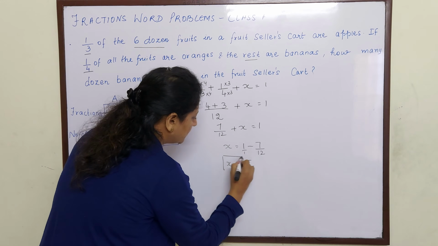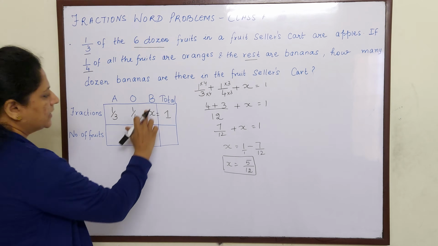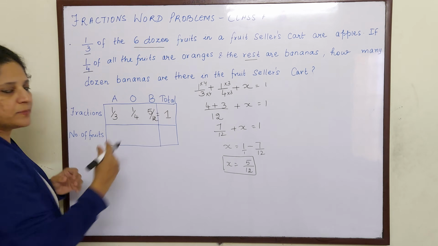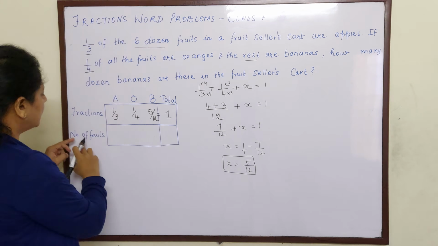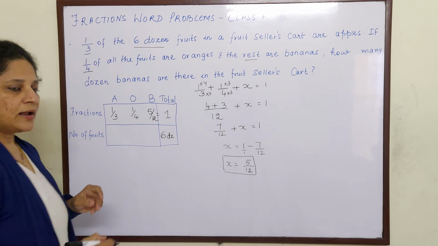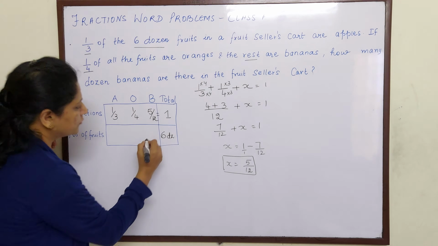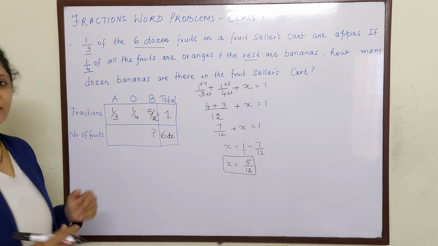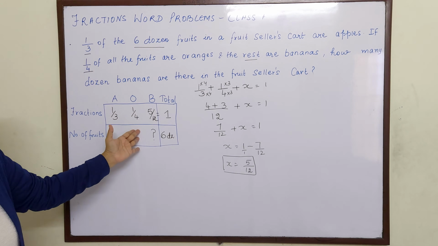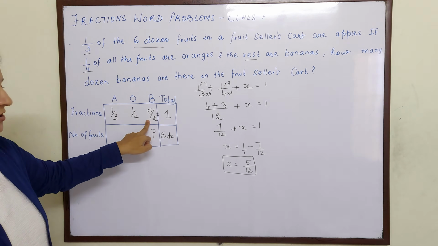So now you have got the fraction of bananas, and here you can write, instead of x, the missing fraction, 5/12. And we also know the number of fruits in total, it is 6 dozen. They have asked how many dozen bananas are there in the fruit seller's cart. How many dozen? That means they want numbers. They have not asked us apples. They have not asked us oranges. They have asked us only bananas. And now we have the fraction of bananas.